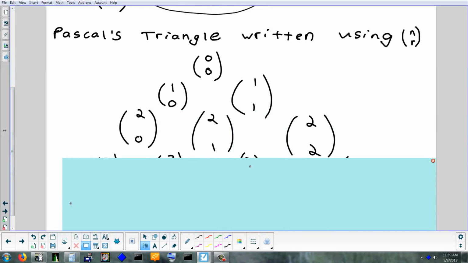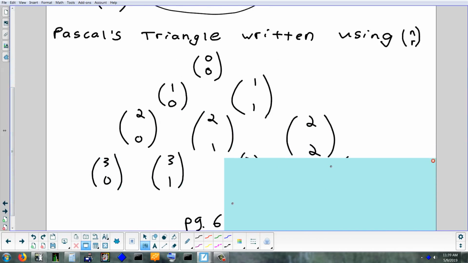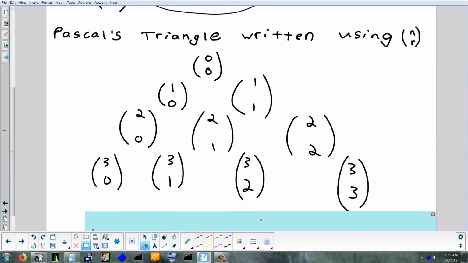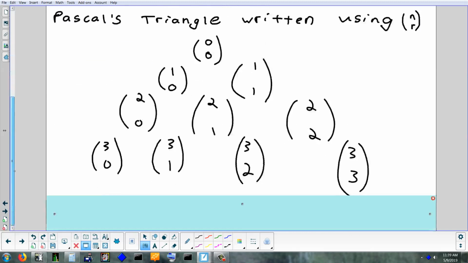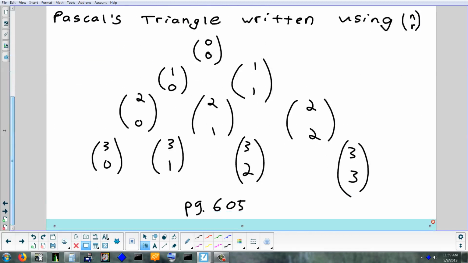How about this one? 3, 0. Yep. Row 3, column 0. Next one, 3, 1. Row 3, column 1. 3, 2. 3, 3. So now, if you wanted to know the number in row 20, column 7, well, I've got a 20 and a 7. I just plug them into that formula, and I can tell you what the number is. And that's on page 605. I think they go down a couple more rows, but you get the idea.